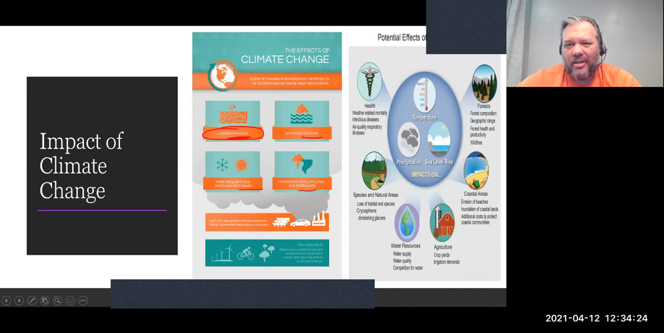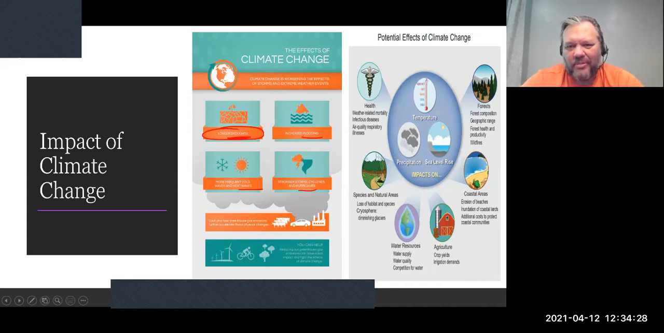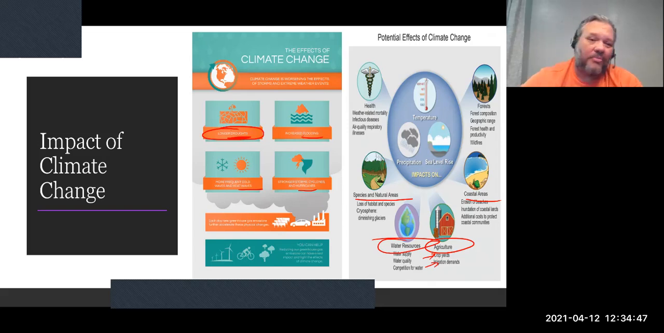And then over here on this other one, potential effects of climate change: definite effects on health, species and natural areas, coastal areas. I mean, you can pause this and read it. Agriculture, crop yields go down, irrigation demands go up. So now we have water resource problems, forest composition, I mean, you name it. And so when we talk about climate change, it's not just one singular thing, it is multitudinal.